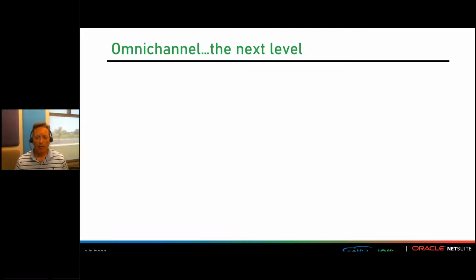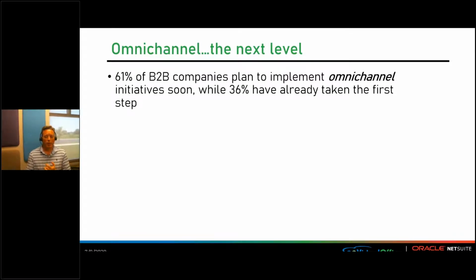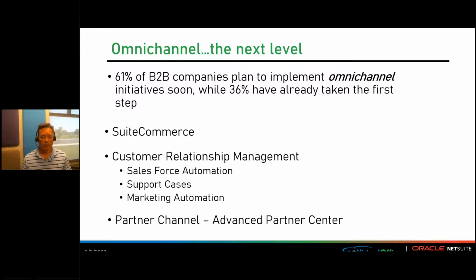Okay. Omnichannel. Can't go through e-commerce without talking about omnichannel. Really, that's the next level. Okay, 61% of businesses are going to go to an omnichannel platform in one way or another. Okay, and 36% have already started to do so. If you have a website, you've already started. And really, what omnichannel, so everybody knows, is having multiple ways to get to your customer. Whether it's a salesperson through Salesforce automation, whether it's SuiteCommerce, or maybe it's through support cases, or maybe it's through a partner channel, through Advanced Partner Center. So all of those are different channels or ways to get to your customer.